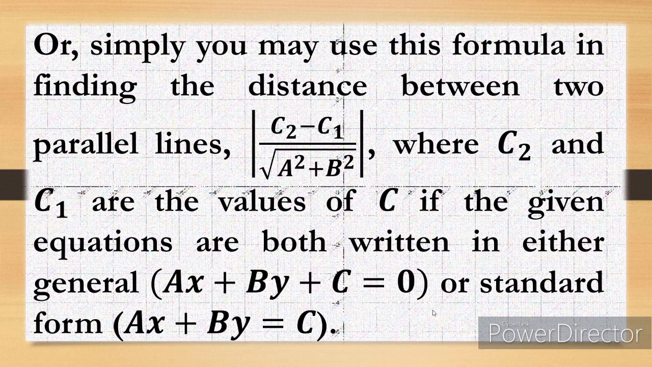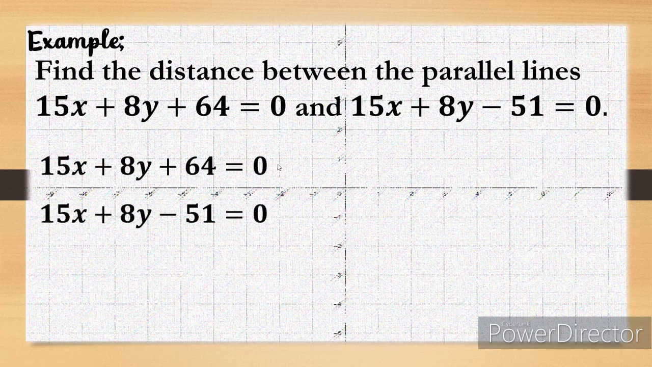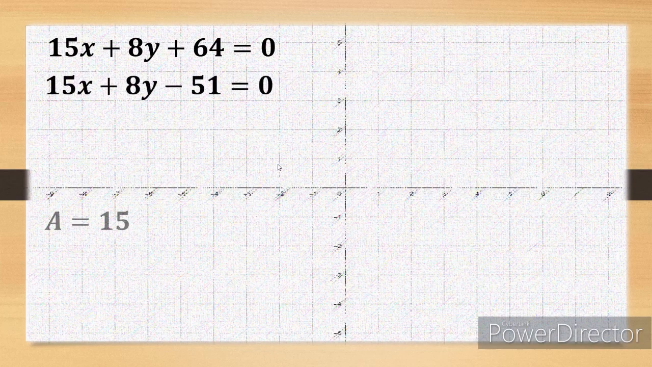Or simply, you may use this formula in finding the distance between two parallel lines: the absolute value of c sub 2 minus c sub 1 all over the square root of a squared plus b squared, where c sub 2 and c sub 1 are the values of c if the given equations are both written in either general or standard form. Okay po? So let us use the given formula in finding the distance of these two parallel lines. So our A here is 15, B is 8, and C sub 1 is 64, C sub 2 is negative 51.